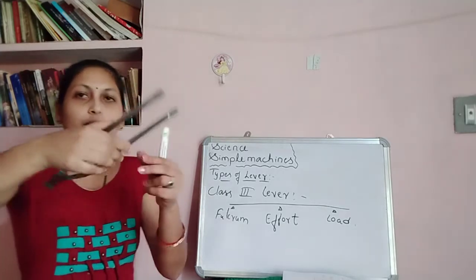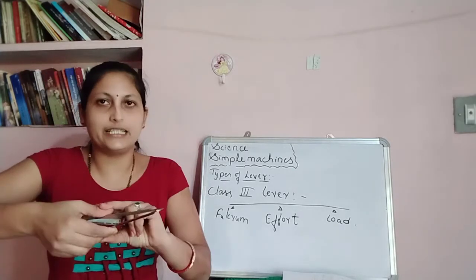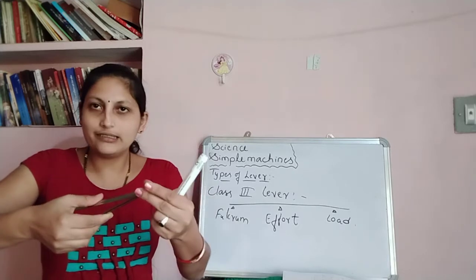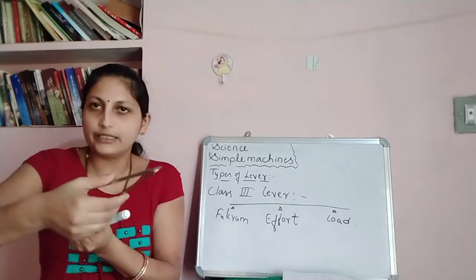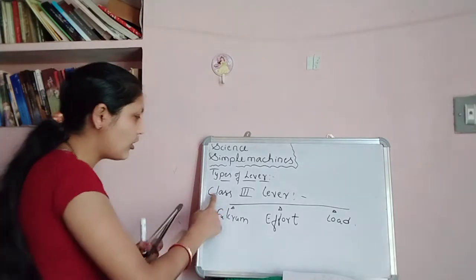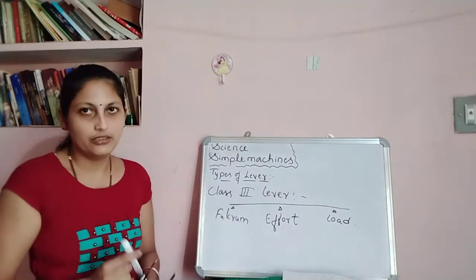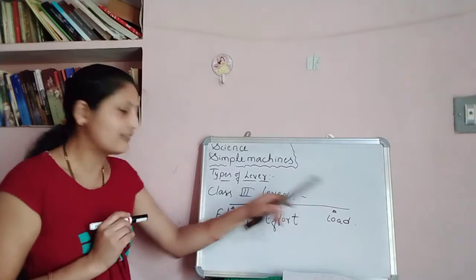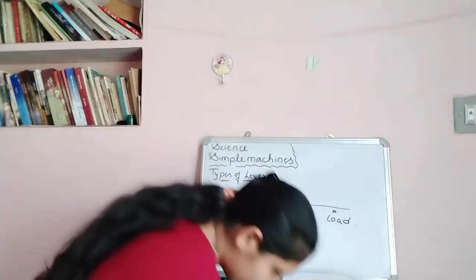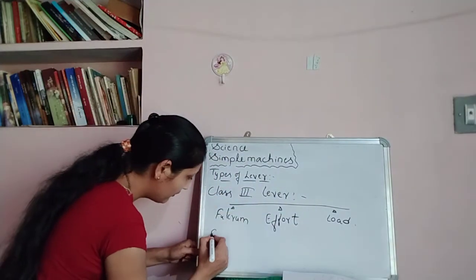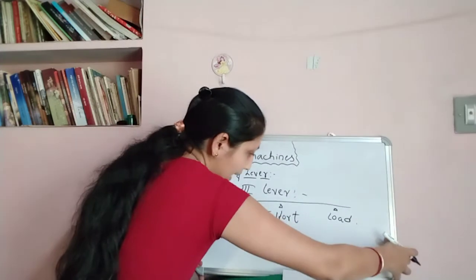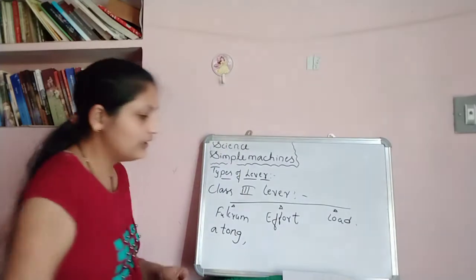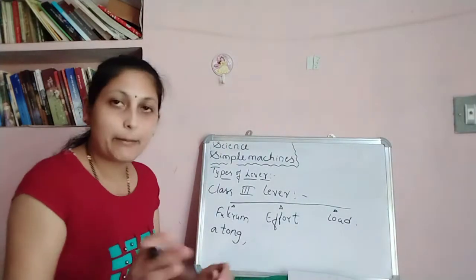So, here we are going to apply force in the center. Clear? This is the load. Here is the fulcrum. We are going to apply force at the center. So, that is called as class 3 lever. This is an example for class 3 lever. This is a tong. Then pair of tweezers, shovel, then hockey stick, stapler.